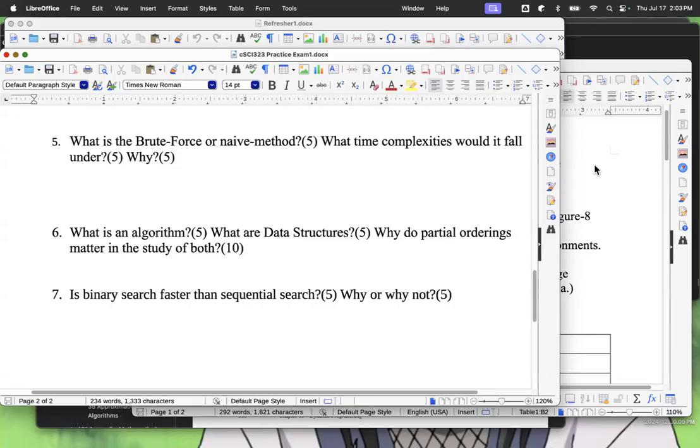Could you go over the third part? Why do partial orderings matter in the study of both again? Okay. Because they allow us to set up a partial ordering property where we can actually systematically relate one object to another.